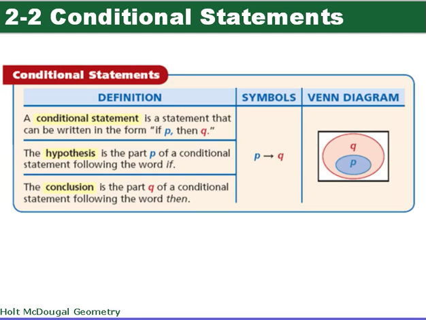So first, what's a conditional statement? It's a statement that can be written in the form if P then Q. Here you can see the symbols quite a bit. In our Venn diagram, your hypothesis, the P part, has to be included in your conclusion, the Q part. The hypothesis, just like in science, is the if part, the part P of a conditional statement following the word if. Your conclusion is the part Q of a conditional statement following the word then. So it's the if-then statements.